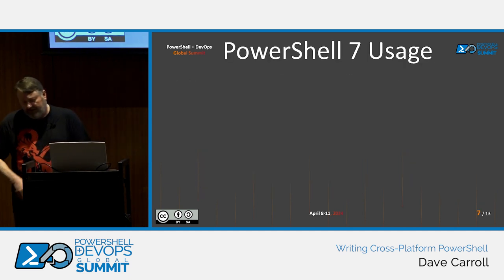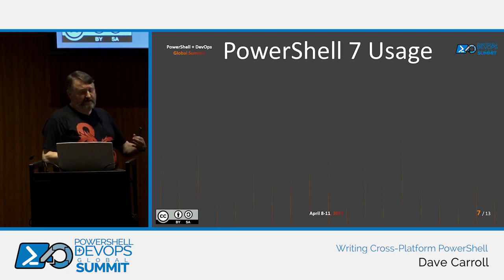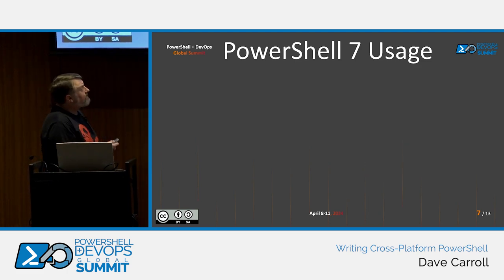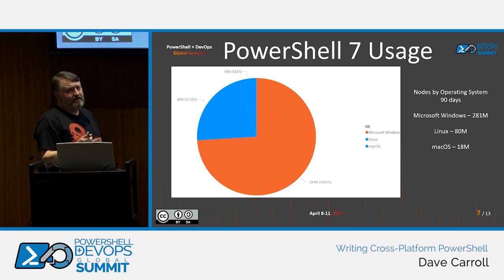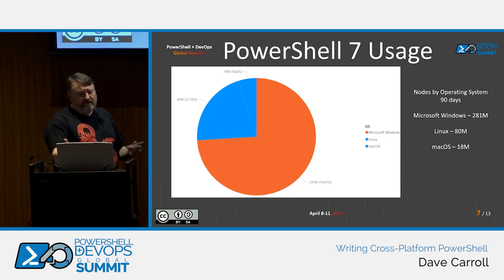So I wanted to see how many, this probably would have been a better place to ask, where you use PowerShell 7 and things like that. Just a second. There's a Power BI report that Steve Lee produced several years ago, I think, and I just happened upon it. It's got basically four pages. In the last 90 days, we're looking at 281 million sessions or million nodes that have run PowerShell 7. That's probably not that surprising, but the 80 million for Linux is maybe surprising. 18 million for macOS.